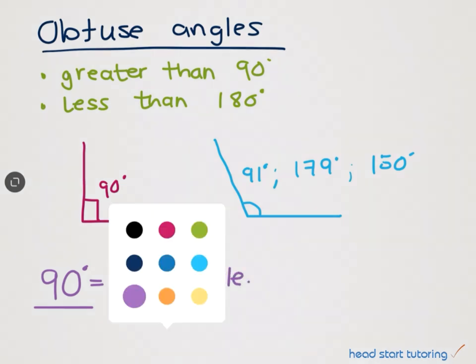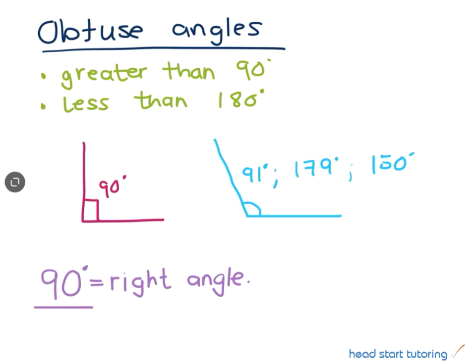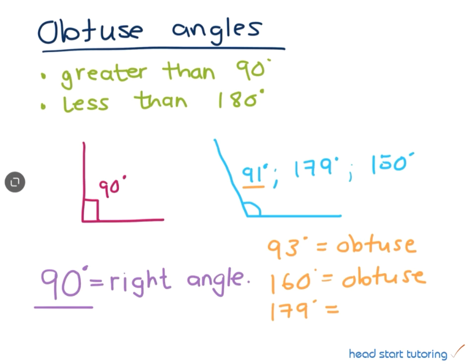Okay, but if we have a look at an angle that is greater than 90, such as 93 degrees or 91 degrees, so if it's just greater than 90, it will be an obtuse angle, right, because that is still less than 180. If we have a look at 160 degrees, it will be an obtuse angle because that is greater than 90 but less than 180. If we have a look at 179 degrees, that will be equal to an obtuse angle because it is greater than 90 but less than 180.